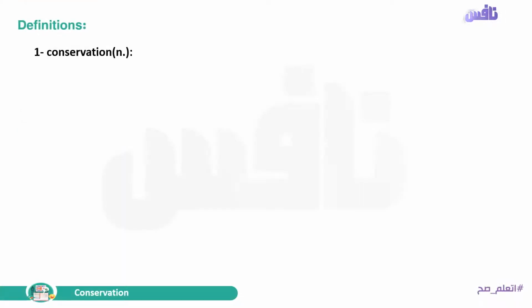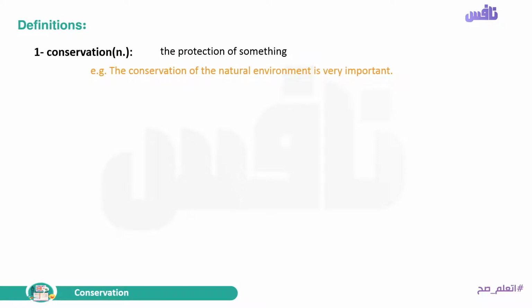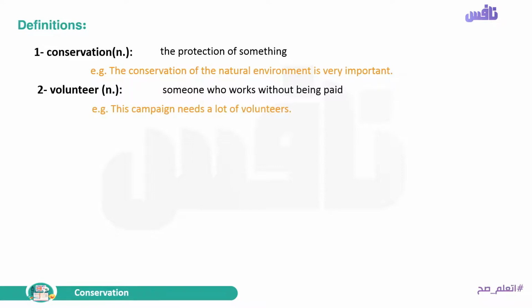Definitions. Number 1, conservation. It's a noun. It means protection of something. For example, the conservation of the natural environment is very important. معناها حماية البيئة. Number 2, volunteer. It's a noun. It means someone who works without being paid. متطوع. For example, this campaign needs a lot of volunteers.